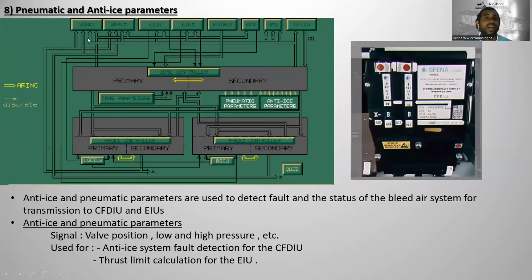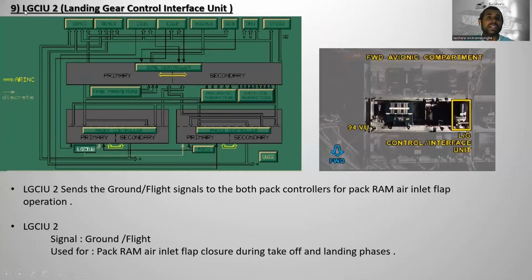Now let's go to the pneumatic and anti-ice parameters. Anti-ice and pneumatic parameters are used to detect faults and the status of the bleed air system for transmission to CFDIU and EIUs. The signals are valve position, low and high pressure, etc., used for anti-ice system fault detection for the CFDIU and thrust limit calculations for the EIU. Just keep that in mind.